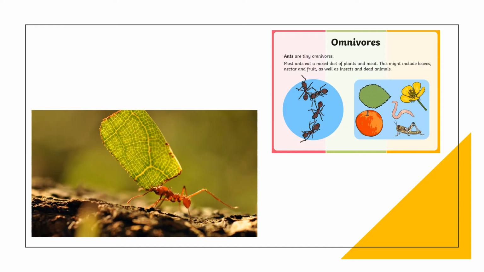Here is a tiny ant. This ant is an omnivore. Most ants eat a mixture of plants and meat. They eat leaves, nectar and fruit, as well as insects and dead animals.